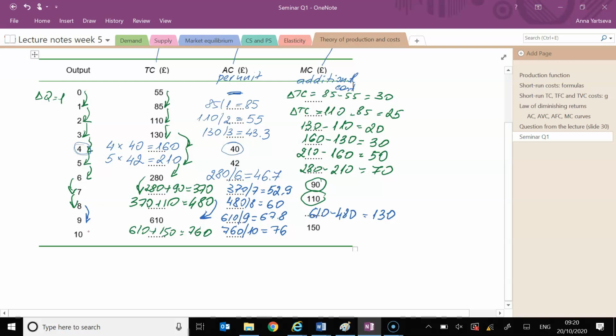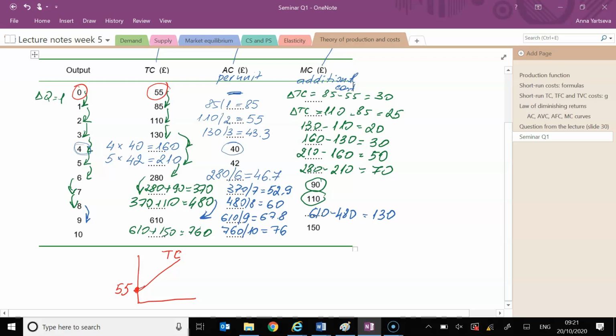Output goes up from 0 to 10 units. Have a look how total cost will increase. Total cost starts at 55 and then goes up, so it's an upward sloping line. Total cost goes up. And what is interesting is that it doesn't start at 0, it starts at 55 pounds. Even if we don't produce anything at all, even when output is 0, total cost is equal to 55 pounds.